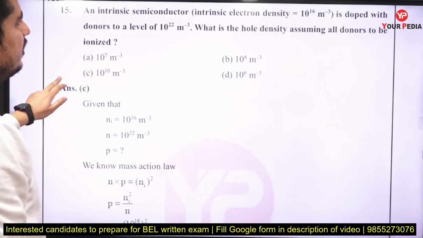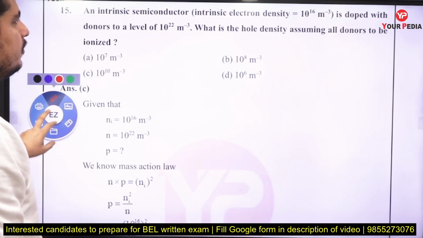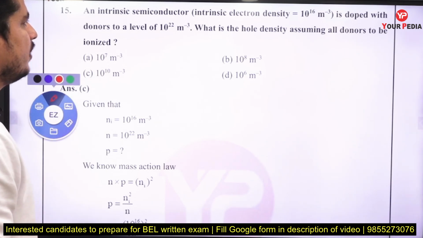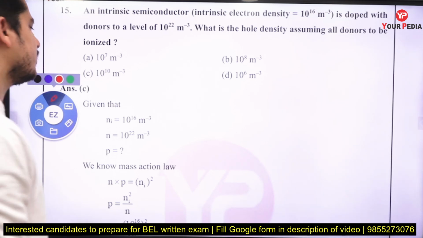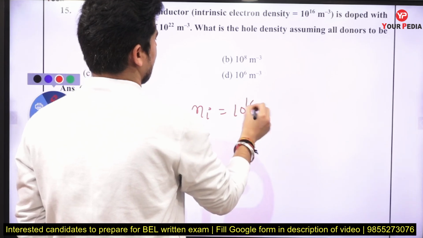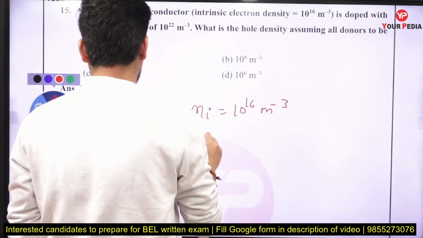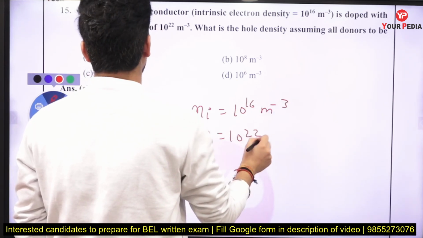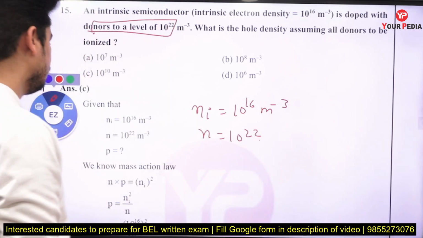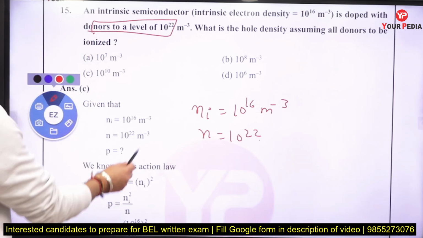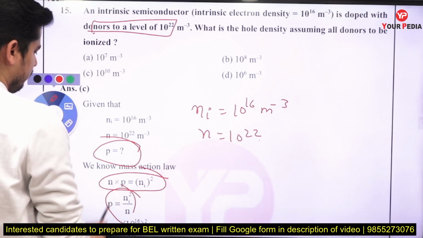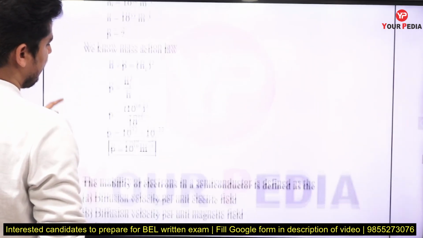An intrinsic semiconductor having Ni is given to you and doped, and assume all the donor atoms are ionized. The hole concentration we have to find. Ni is given as 10 raised to power 16 per meter cube, and N is given as 10 raised to power 22, because donor atoms make the semiconductor an n-type semiconductor. We have to find the hole concentration P. We can use the mass action law and find the value, which is going to be 10 raised to power 10.